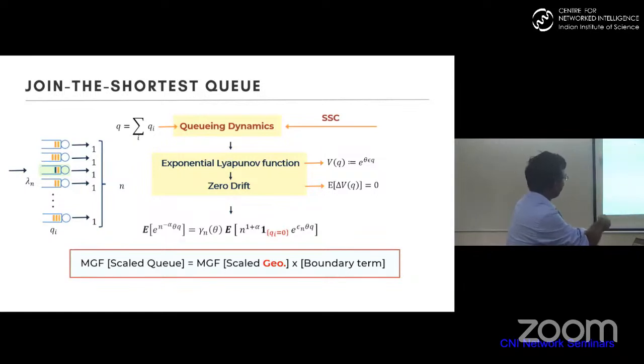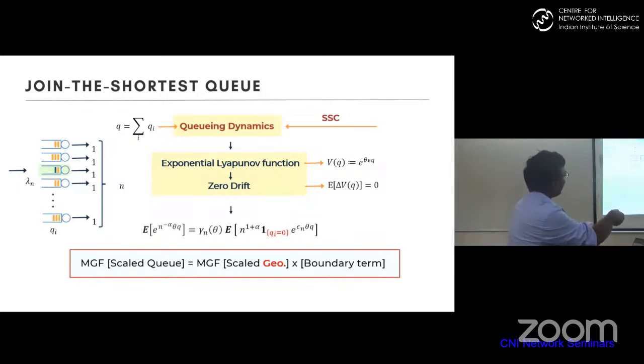Let me pass this for you. So my Q length in this region should be scaled by this parameter. So this is the appropriate scaling parameter. Theta is just the variable in the MGF. So this is essentially the MGF of the scaled Q. So I'm saying the MGF of the scaled Q length is equal to, so this is not an inequality and there is no limit. It's exactly equal to.